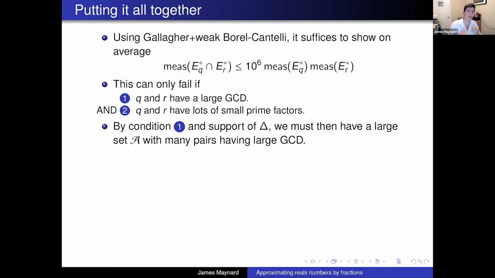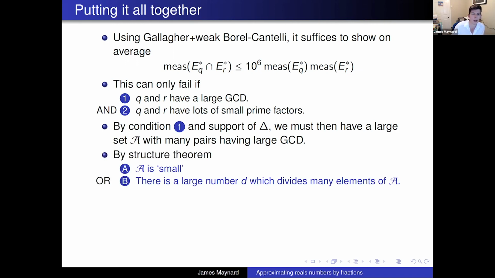But that means that for there to be lots of pairs that have a large GCD, we must have some large set of denominators A, such that many pairs of these denominators have a large GCD. But we can then apply our structure theorem to say, actually, A must be surprisingly small, or A must look very close to this trivial construction, where all numbers in A, or almost all numbers in A, just look like multiples of some fixed large number D.